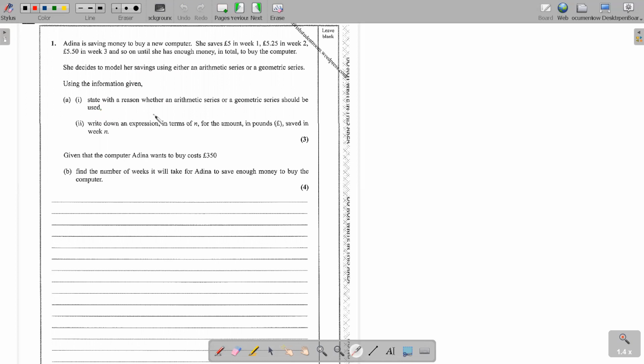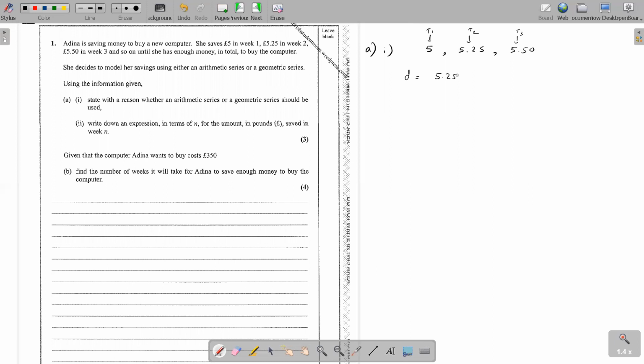So obviously what we need to check here is, in an arithmetic series, we have a common difference, while in a geometric series, we have a common ratio. So you just need to give a reason. So what do we have here? You have 5 in week 1, 5.25 in week 2, and 5.50 in week 3. If you check your three terms, term 1, term 2, and term 3, I think we can very clearly see that we have a common difference here, isn't it?